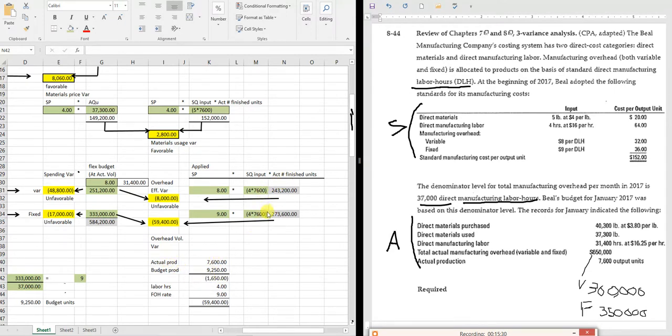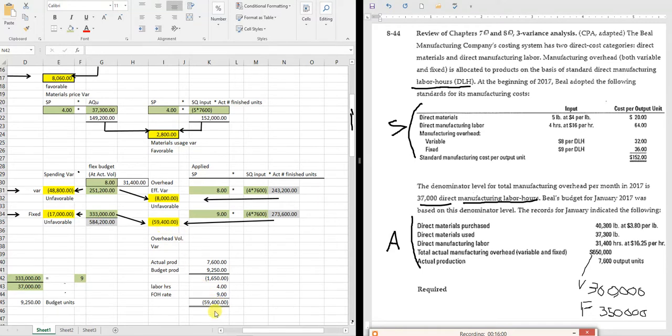Notice it's actual number of finished goods. My budgeted production was 9,250, which I got by the 37,000 hours. Each of them was supposed to take 4 hours, so I must have thought I was going to make 9,250. So I'm under by 1,650 at 4 hours per unit at a fixed overhead application rate. So the 9 and the 4 come straight out of here. So 1650 times 4 times 9 is 59,400, which will always be that.